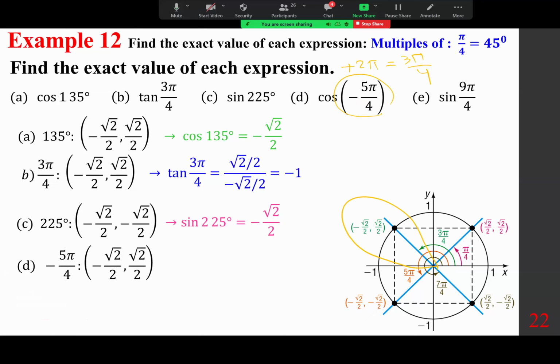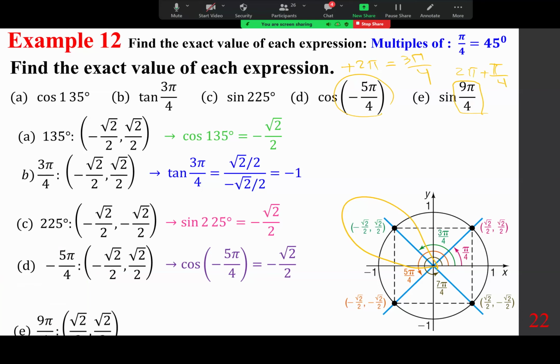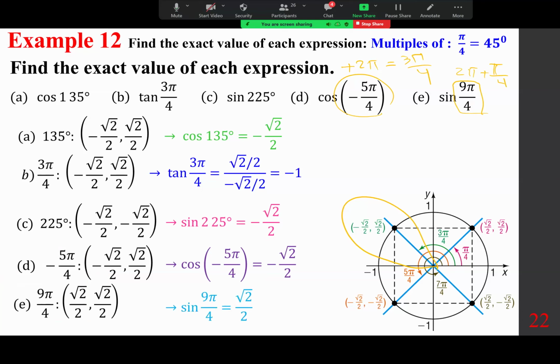So we have those coordinates, and we want cosine, which is the x coordinate. So it's negative square root of 2 over 2. Now 9 pi over 4, I hope you see that this is 2 pi plus pi over 4. It's the same as pi over 4. And therefore, the answer is square root of 2 over 2.